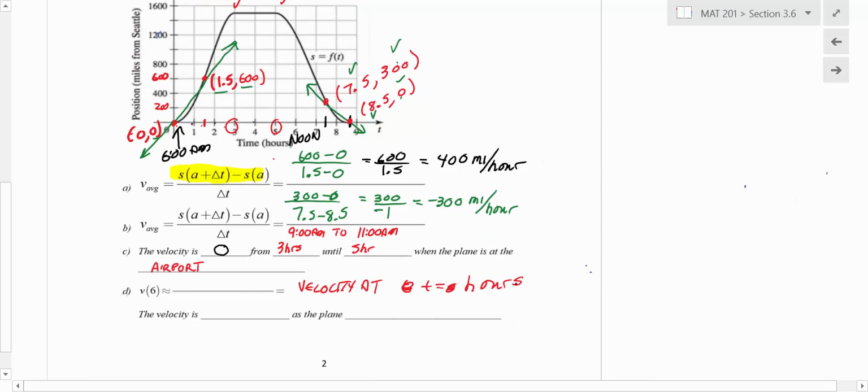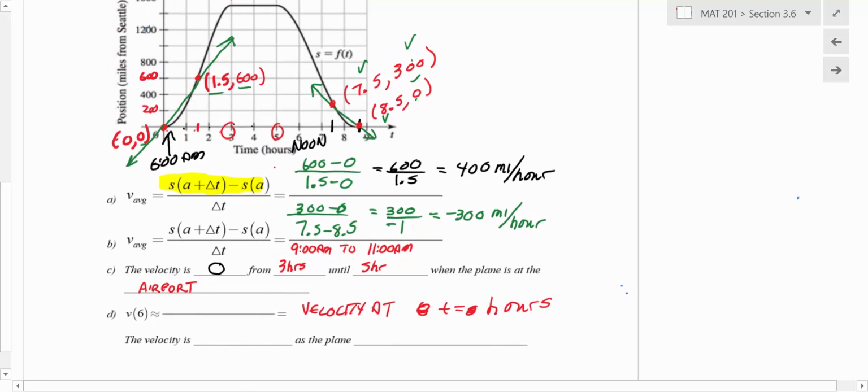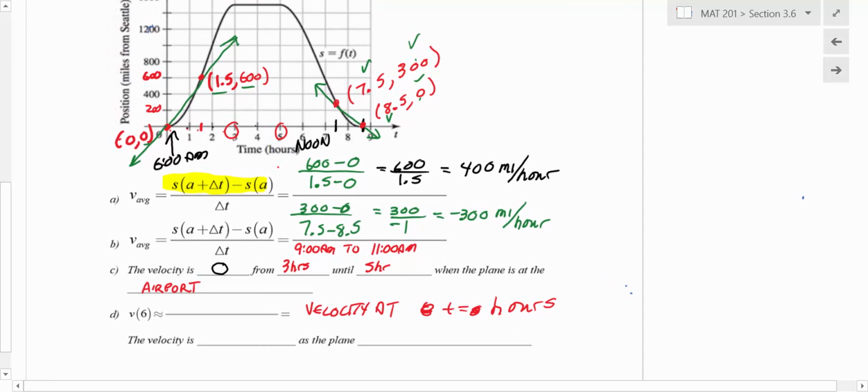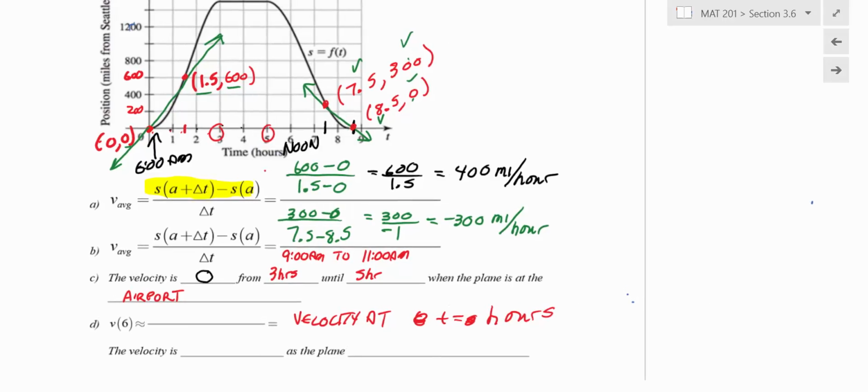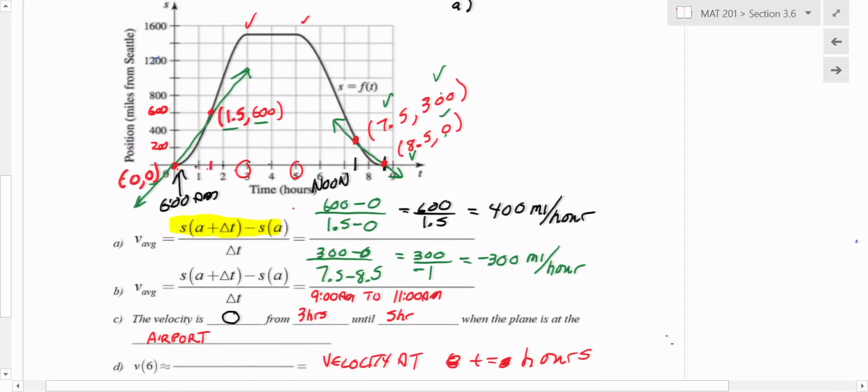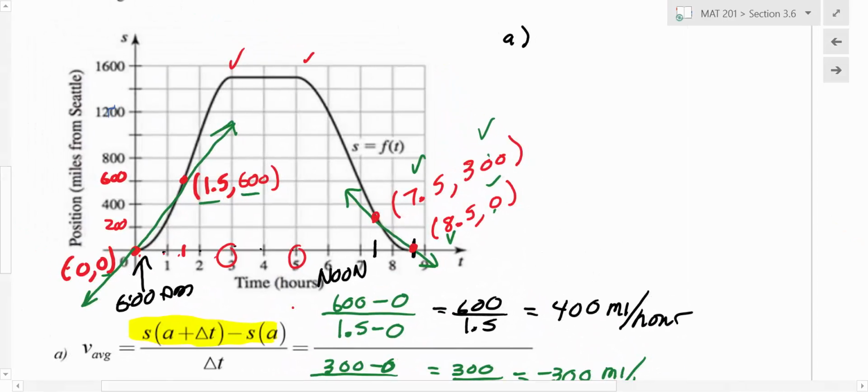Okay, so what we need to do is go back to our graph, and now we've got to look at a tangent line if we're doing this. So let's carefully go up to our graph, and we're interested when t is 6. We're interested in finding the velocity right there. Now, is the velocity right there going to be negative or positive? Negative, because it's going downward. It's sloping downward.